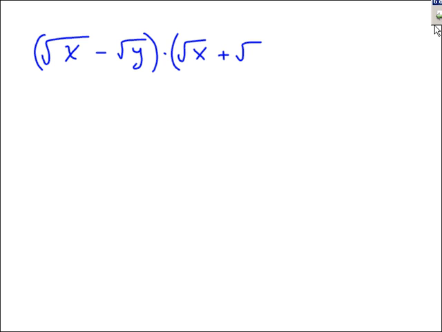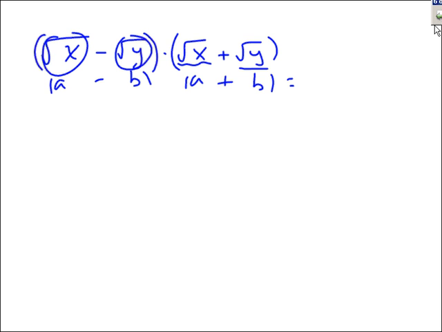Suppose you have the square root of x minus, say, the square root of y, and you multiply it by its conjugate, the square root of x plus the square root of y. Well, call the first thing A and the second thing B. Then that's A minus B, and the other factor is A plus B. I know what that is by now. That's A squared minus B squared.